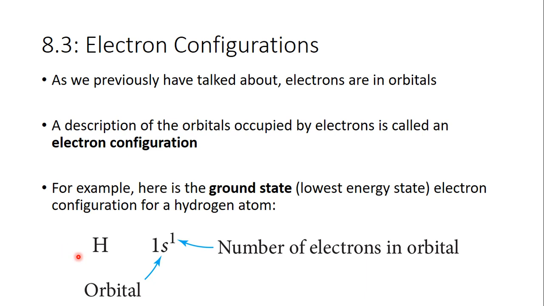And if we say that hydrogen is in the ground state, or the lowest energy that it can be in, that one electron is in the 1s orbital. So you write out the orbital, and then in superscript you write out how many electrons are in that orbital.